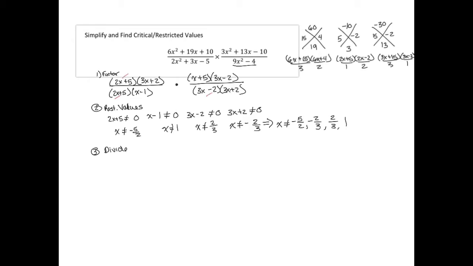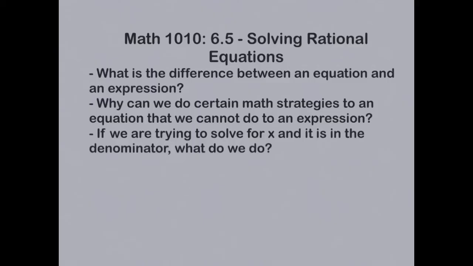The 3x minus 2 will both divide out, and then we have 3x plus 2. Both of those will divide out, so we're left with x plus 5 over x minus 1, and again with these critical values listed as our final answer. All right, let's get into solving rational equations.